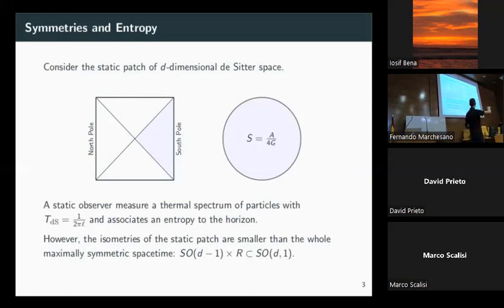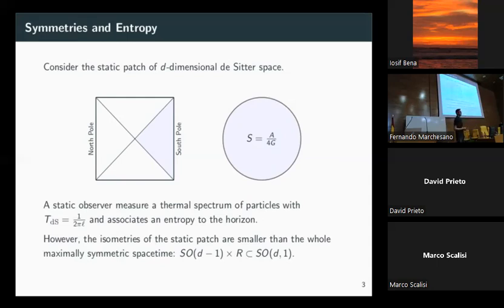Pictorially, if I take an observer there, that observer sees a cosmological horizon around them. An interesting fact is that this horizon radiates Hawking radiation with a temperature given by 1/(2πL), where L is the de Sitter length. And there's an entropy associated with that horizon that scales with the area.